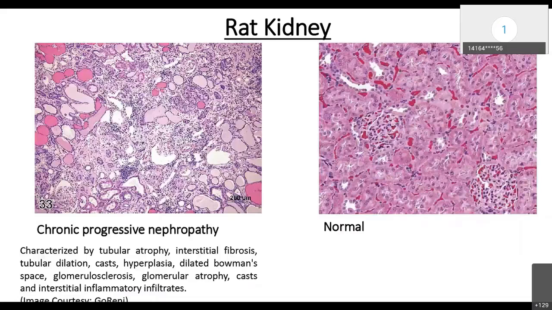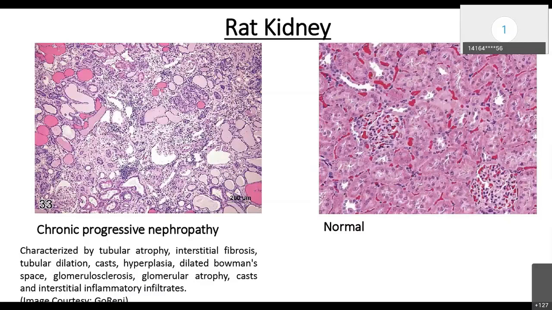So what happens if any pathologist is seeing the slide and finding chronic progressive nephropathy? Normally we have experienced that they do not describe it as chronic progressive nephropathy. They would describe that there is a tubular atrophy, there is an interstitial fibrosis, there is a hyperplasia, there is a dilated Bowman's capsule.